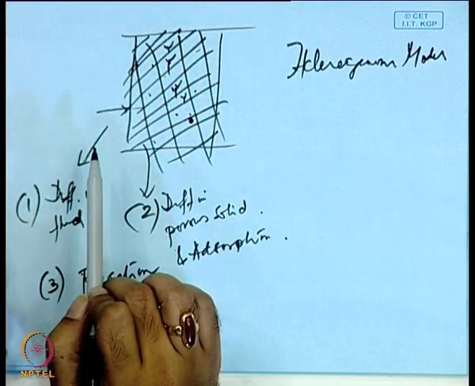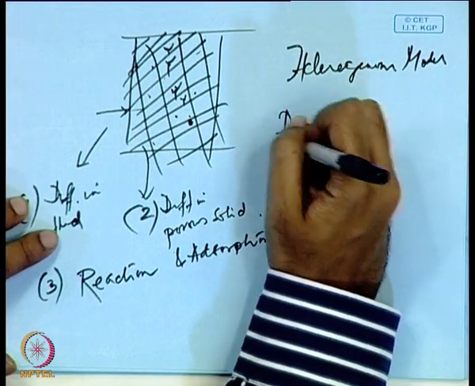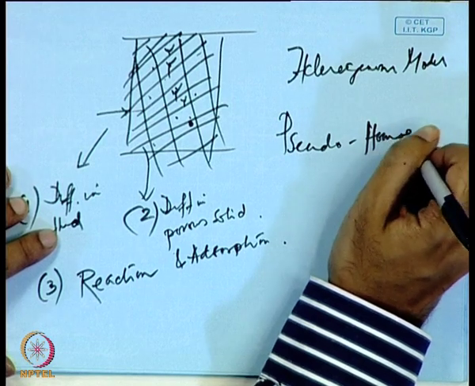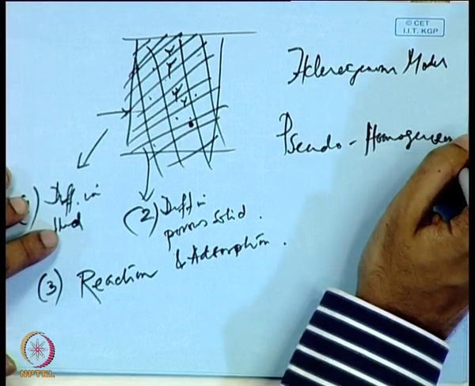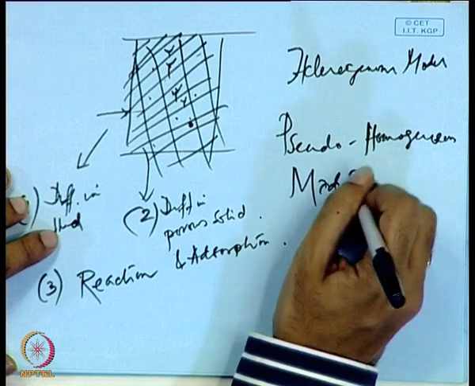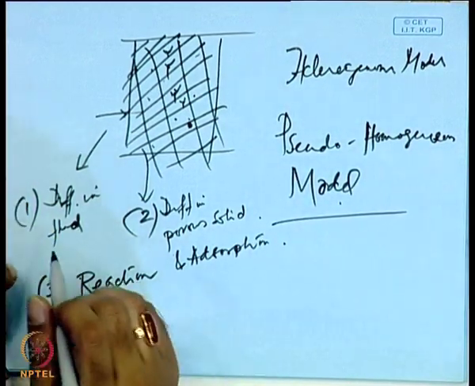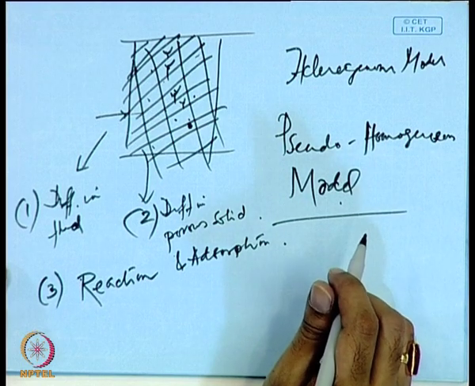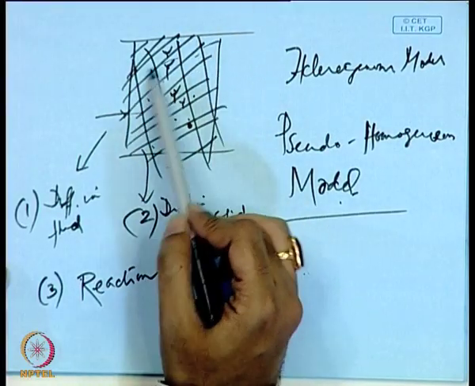That is not a problem. The problem lies here. So, what we do is we come up with what is known as a pseudo homogeneous model. What is the assumption of such a model? What is the assumption of a pseudo homogeneous model? The assumption is that you homogenize over the entire matrix.